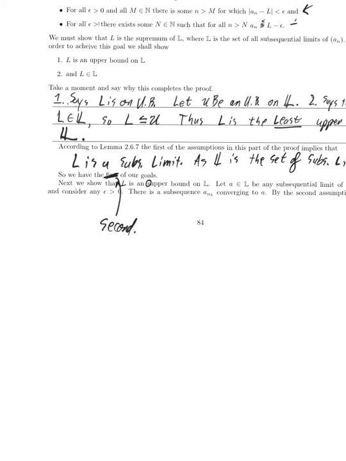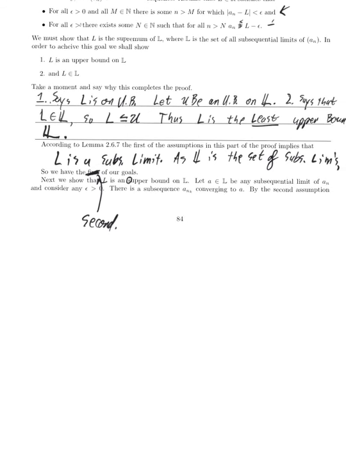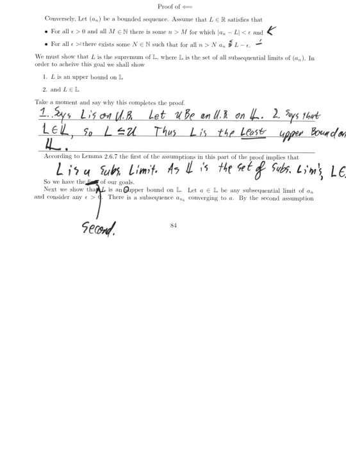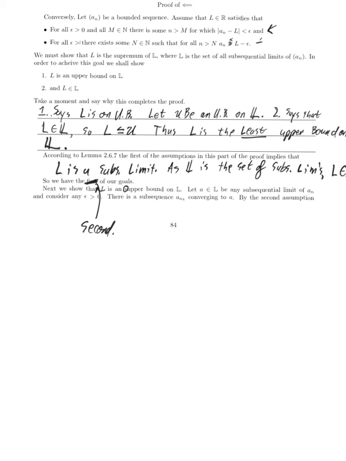Upper bound. So next, I need to show that L itself is an upper bound on the set blackboard bold L. So how will I do that? I'll consider any subsequential limit and try to show that it's less than or equal to L. Let A be any subsequential limit. I will consider any epsilon bigger than 0. So here's what I'm actually going to show. I'm going to show that A is less than or equal to L plus epsilon for every epsilon bigger than 0. That will mean that A is actually less than or equal to L.